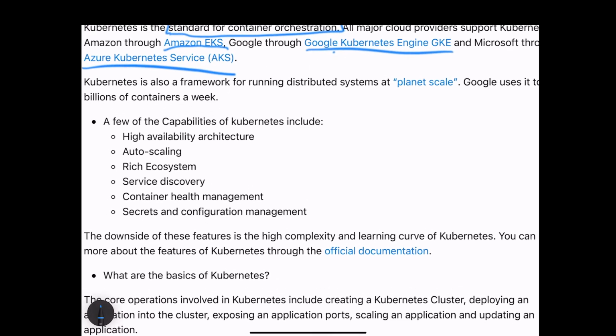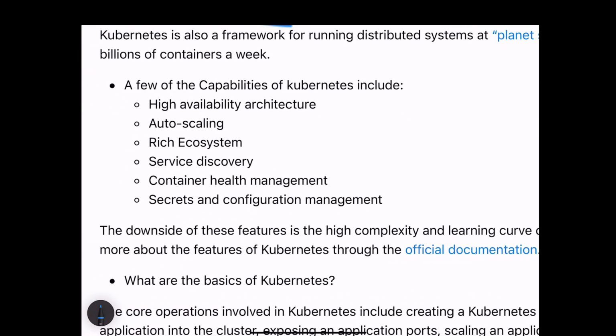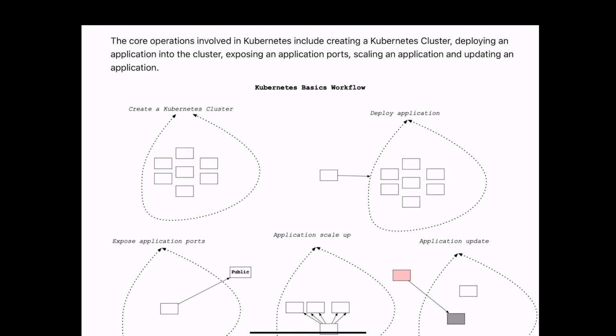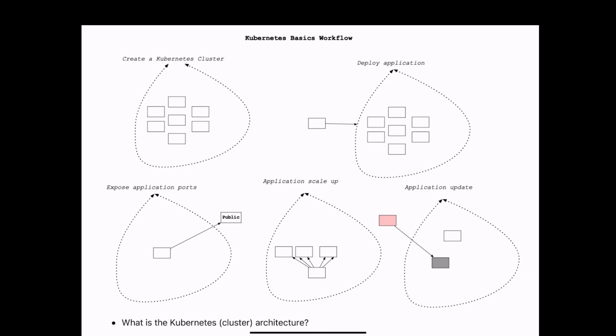And in particular, a few of the big capabilities of Kubernetes are highly available architecture, auto-scaling, rich ecosystem, service discovery, health management, secrets and configuration management. So there's a lot of things that come with Kubernetes that you get for free. So let's go through and look at a basic workflow and walk this through.